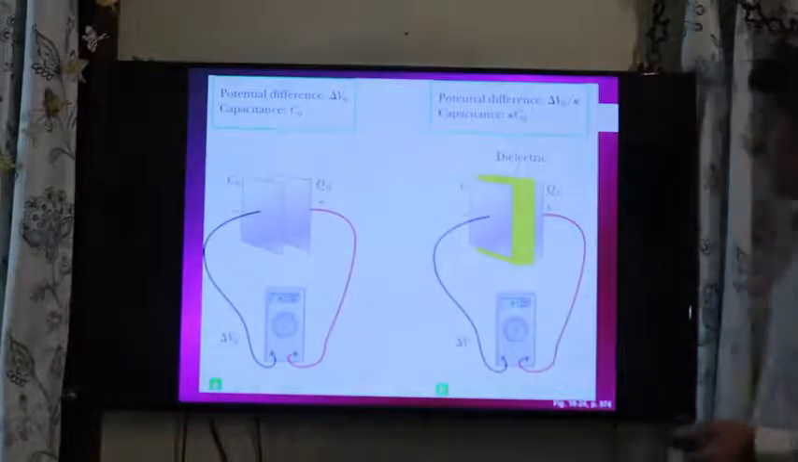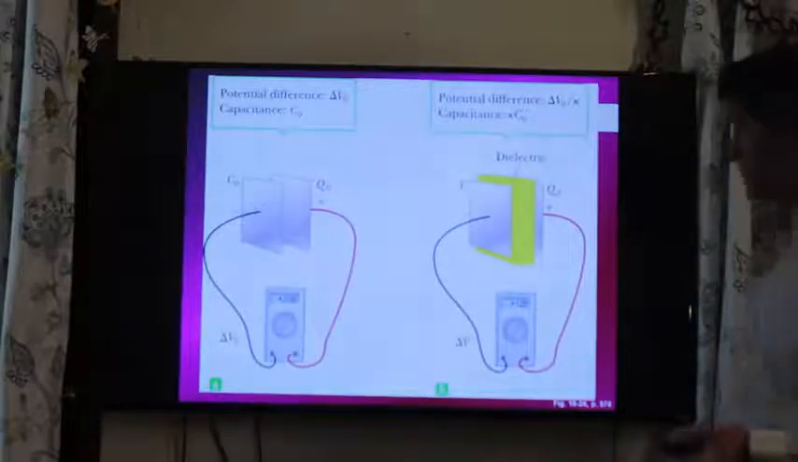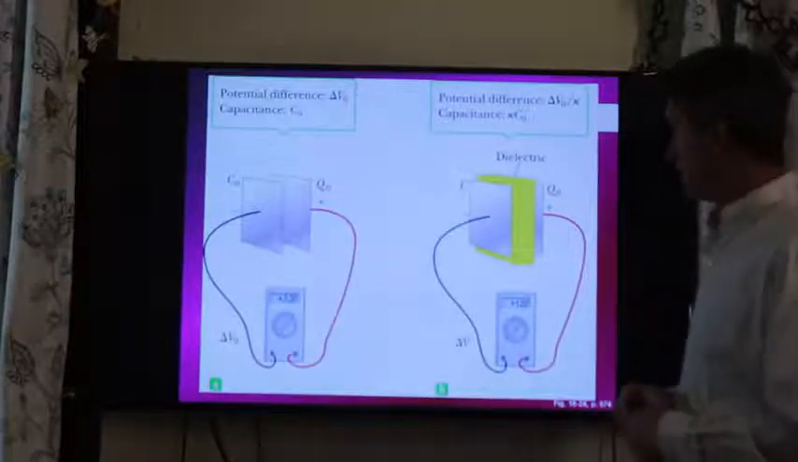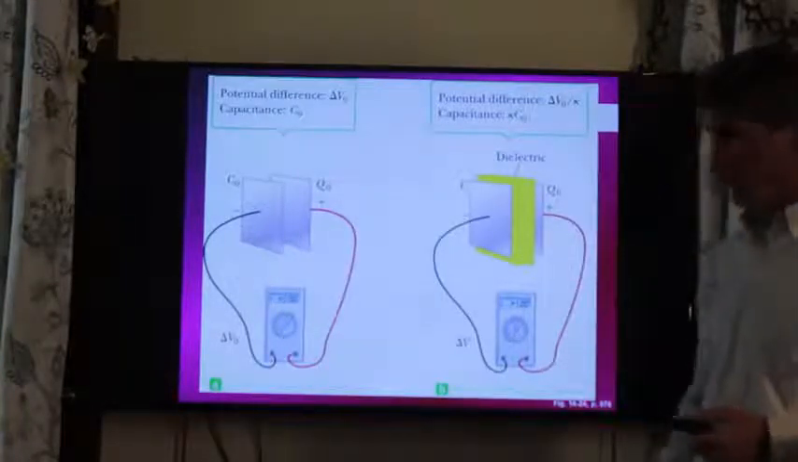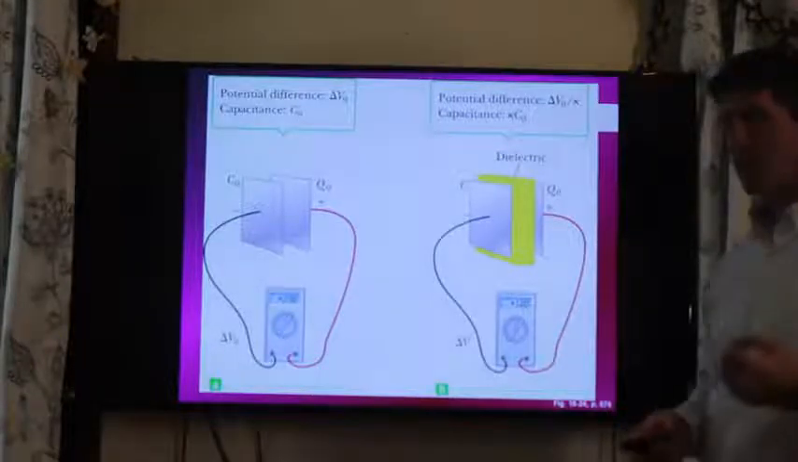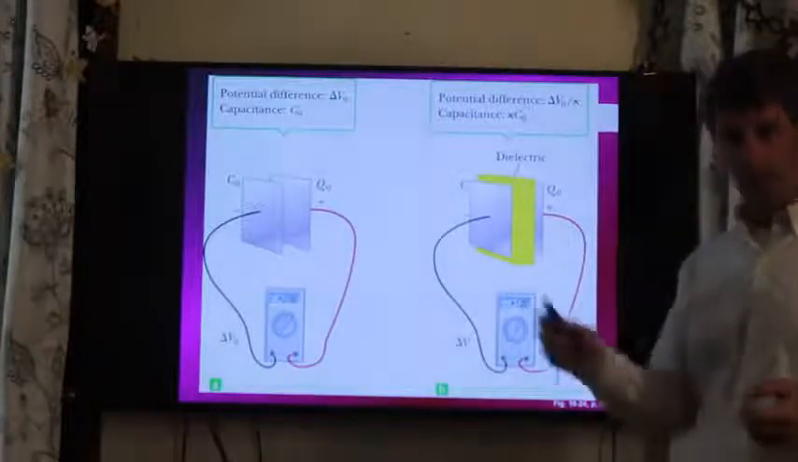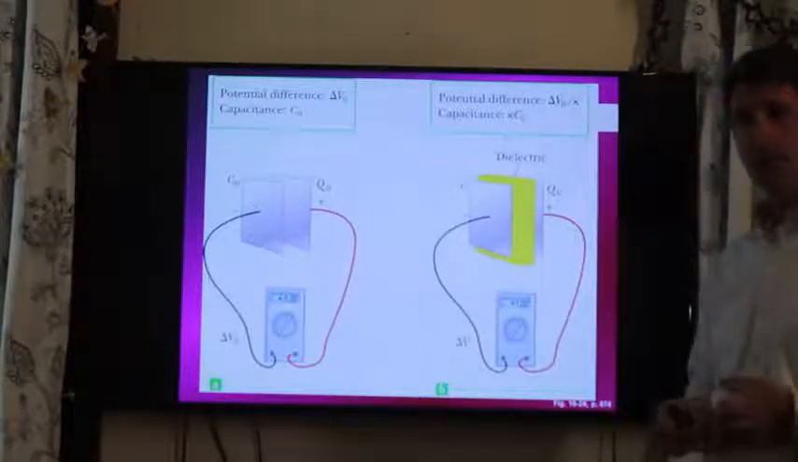And again, if you were to suddenly place a dielectric in between these two plates for a given amount of charge, you would notice a voltage drop. This, in fact, is the principle behind different devices that we use to detect materials behind sheetrock.